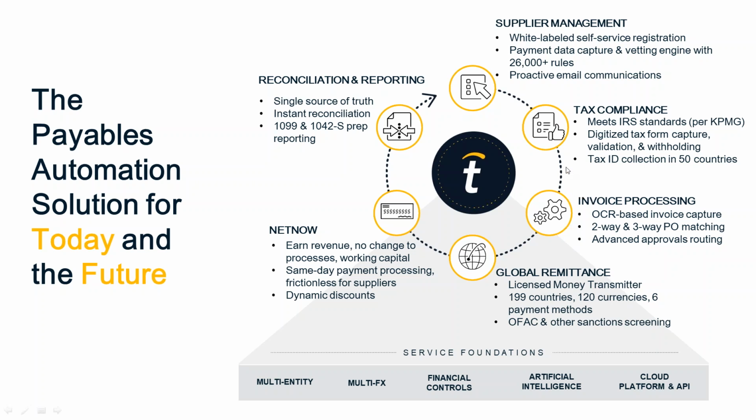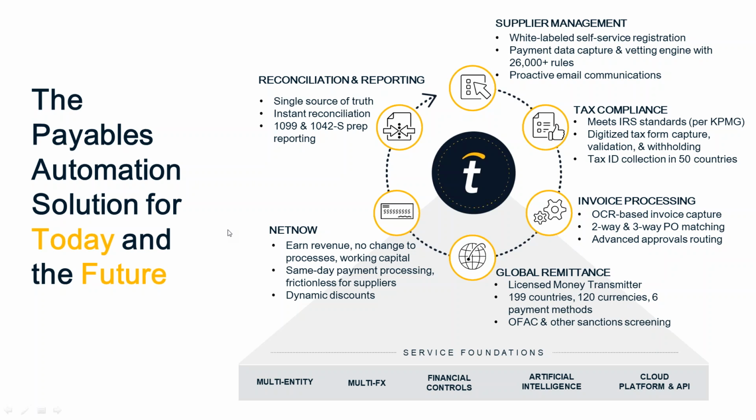We have a KPMG certified or approved tax compliance engine that basically identifies and collects the correct tax forms such as the W-9s and W-8s, and also generates the 1099s and 1042s tax prep reports while calculating the necessary year-end withholdings. The solution includes invoice processing with OCR technology and machine learning to ensure touchless or straight-through invoice processing, along with advanced approvals that are built in.